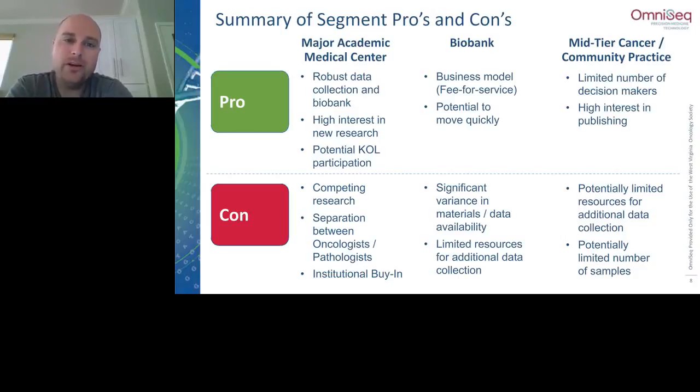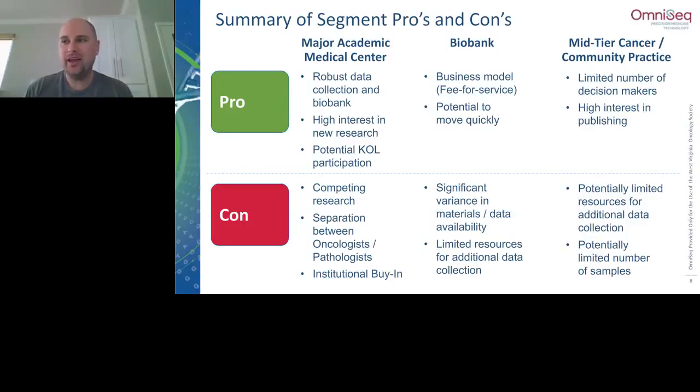The cons with working with major academic medical centers, I've listed a few here. Probably the biggest one, I would say, in our experience is actually the second bullet under there. The separation between the oncologist, the clinicians, and the pathology department. In some institutions, you'll see these two groups really working in lockstep, no separation between them. In other cases, it seems as though they may be on different planets. And I really do mean this in kind of a joking sense.